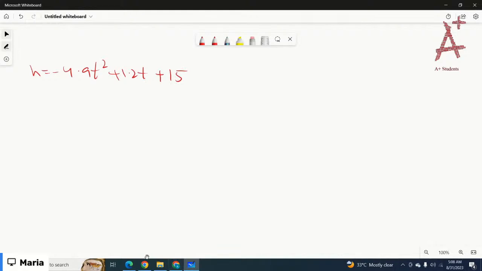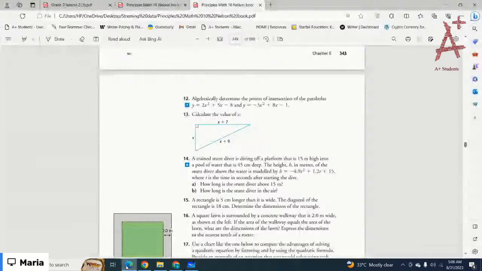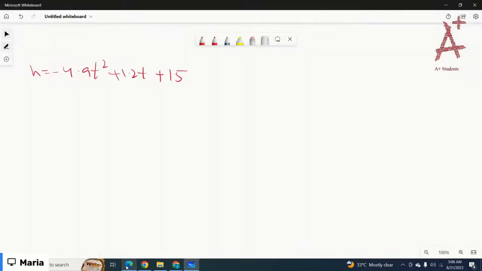Let me just confirm the equation. Okay, how long is the stunt driver above 15 meters? So you are given the height 15, right? You have to calculate the time. So just replace the h with 15. Negative 4.9 t square plus 1.2 t plus 15.